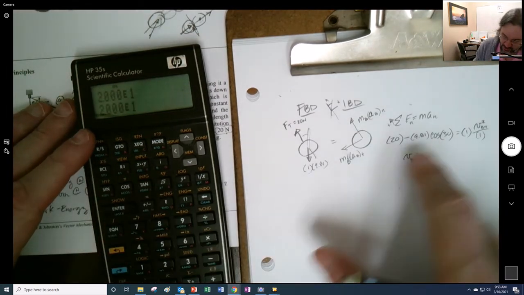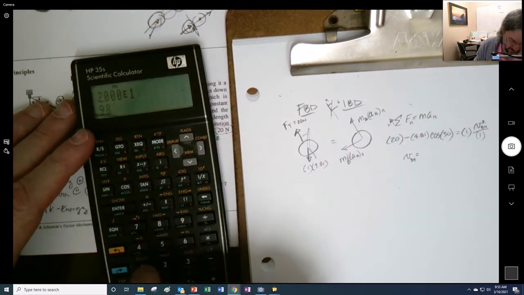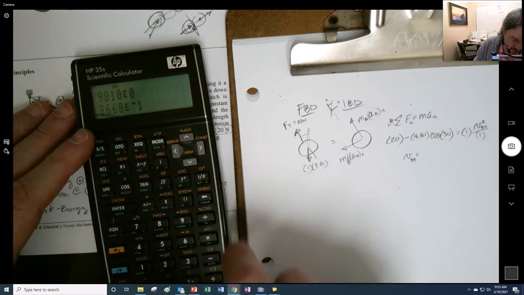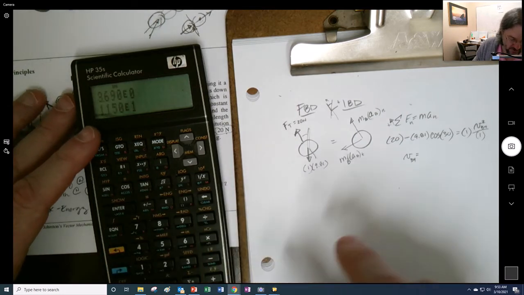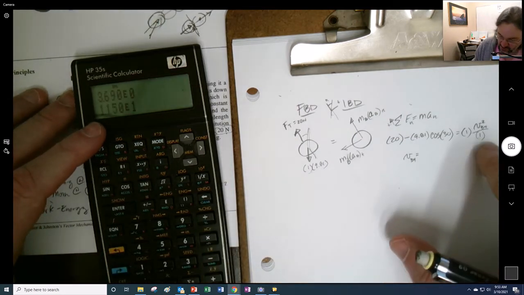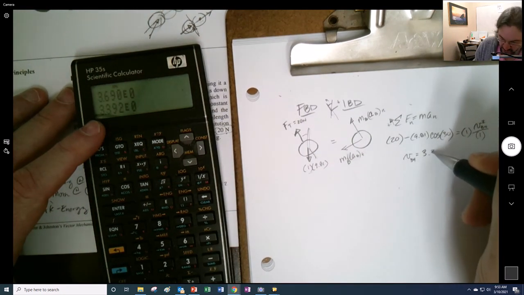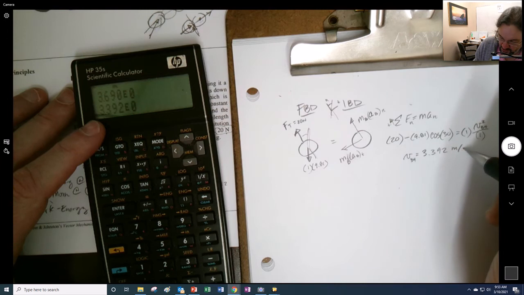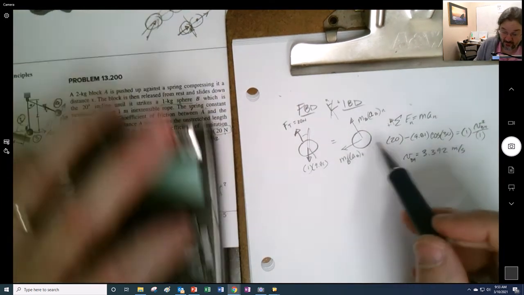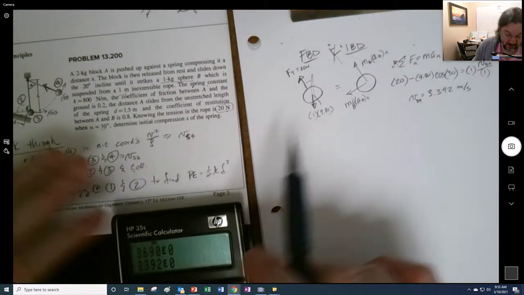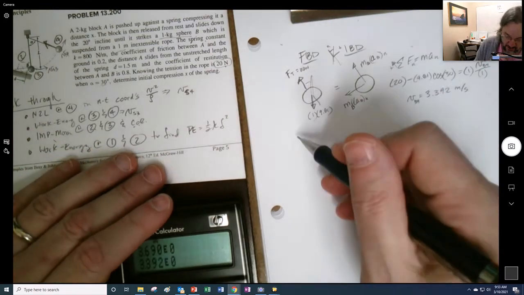Anyway, 20 minus 9.81, but we have to do the cosine. Boom. Times, so we subtract, you get 11.5, so we're just going to take the square root. So we figure out that we're going to have 3.392 meters per second is what's going to happen at state 2, right? So now we could come down and use work energy.